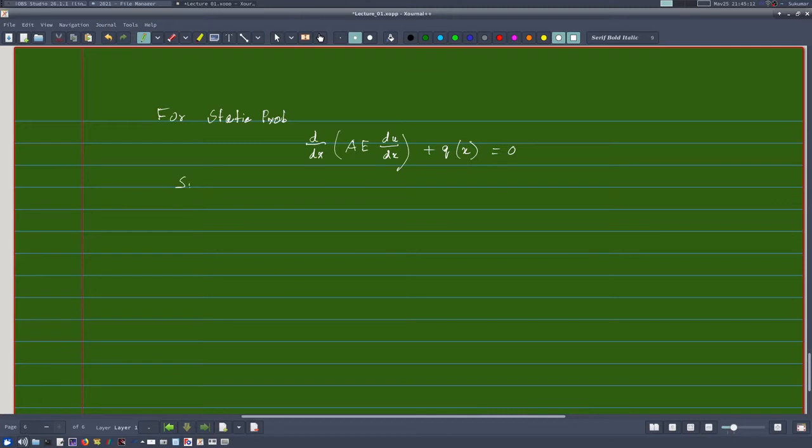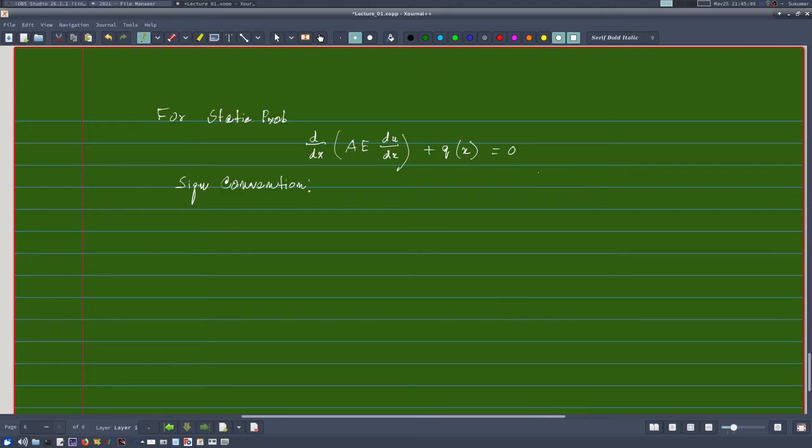Now, in order to specify the forces, we need to follow a certain sign convention. So let us list the sign convention. The sign convention is that if the applied force is in the positive direction of the axis, then it is a positive force. Otherwise, it is a negative force.